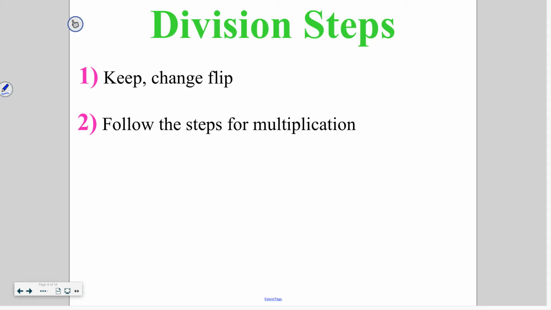Division. We need to follow the same steps as with regular fractions. Keep, change, and then flip.